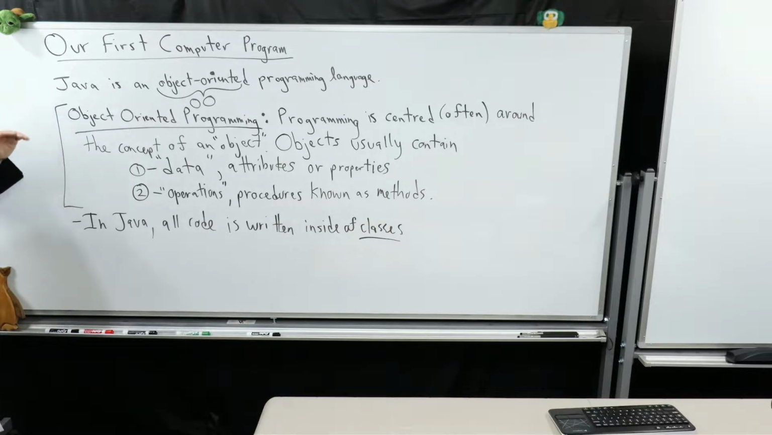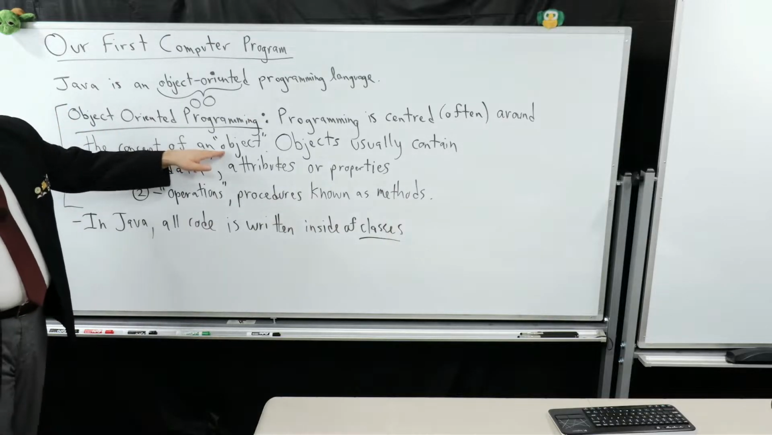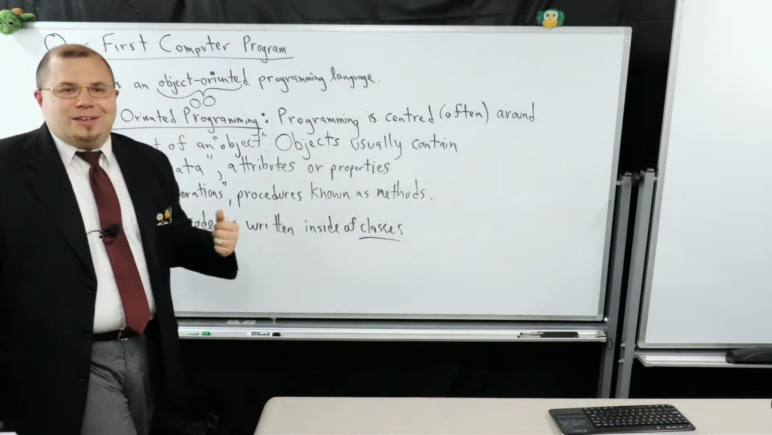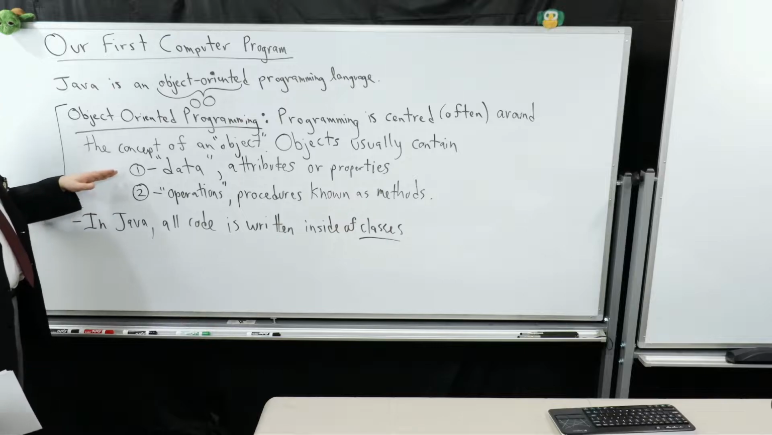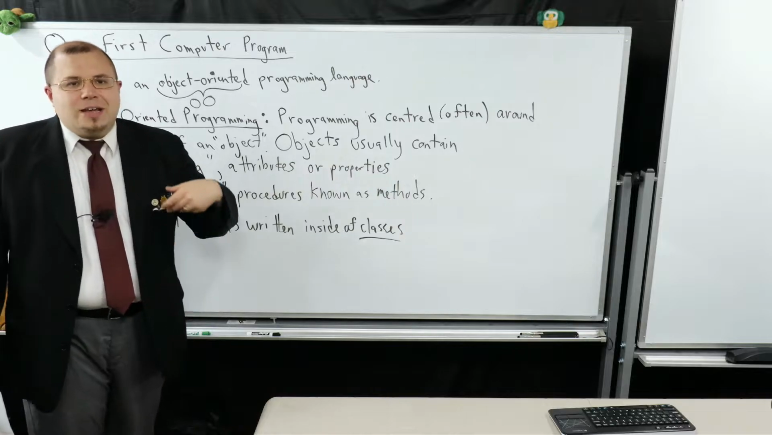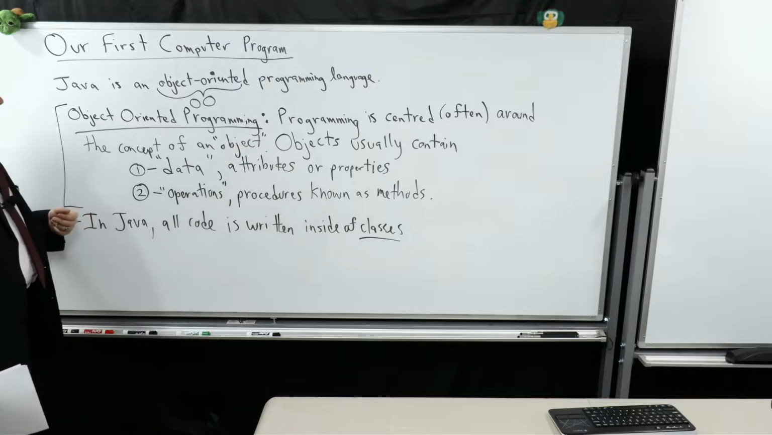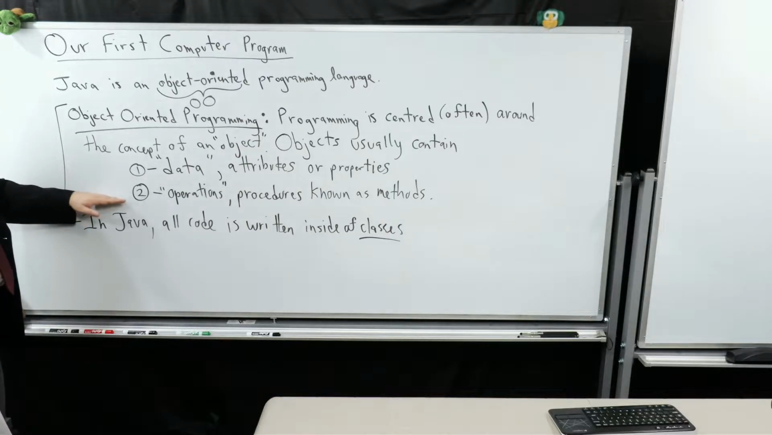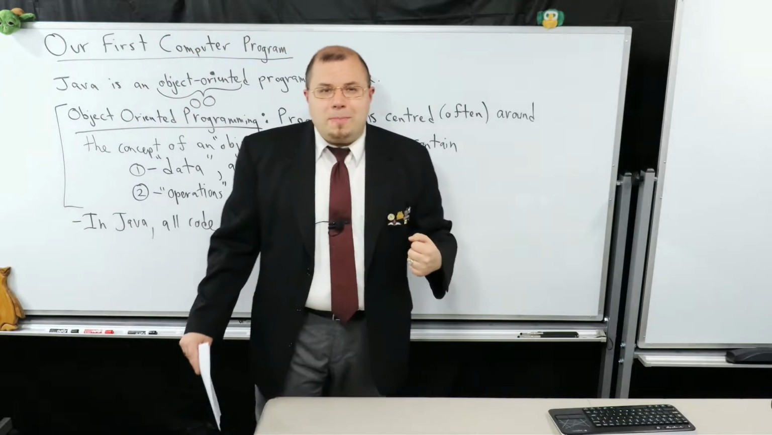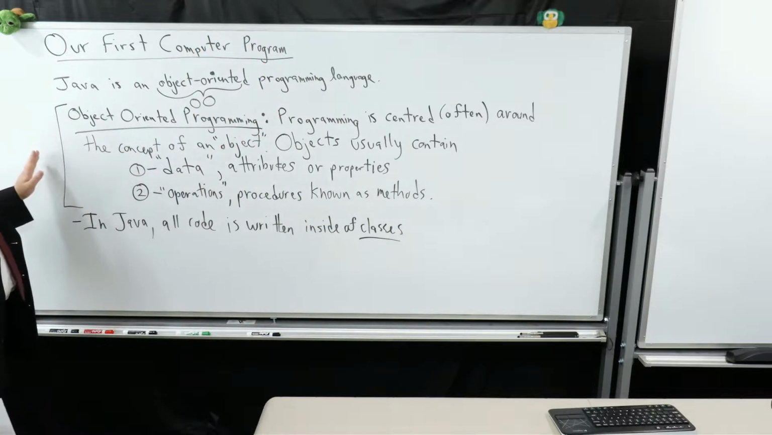In this paradigm, programming is centered around the concept of an object. You can think of this like a model that represents something that we're trying to implement on the computer. Objects usually contain two things. Data, usually called attributes or properties. We'll see that these are usually declared as things called variables, or sometimes instance variables. And the second one is operations, such as so-called methods. We'll talk more about methods in a little bit. So this paradigm is what we're going to be following.